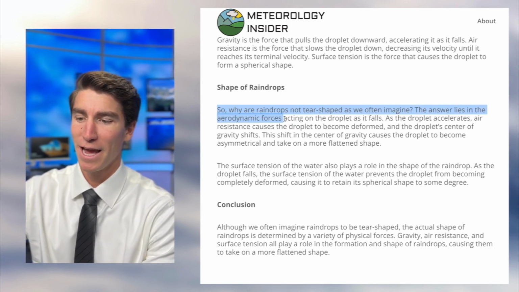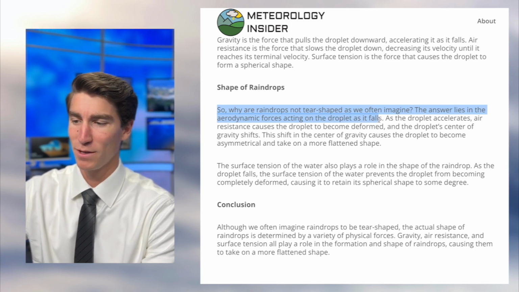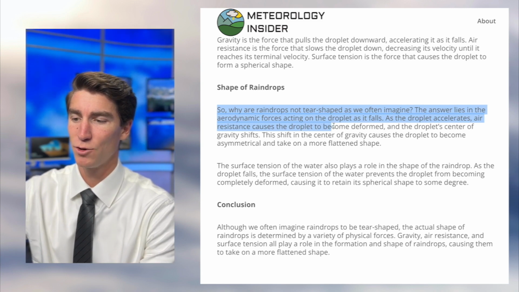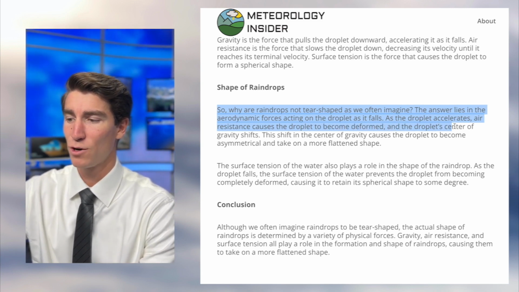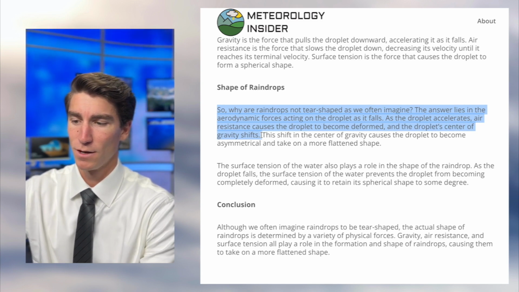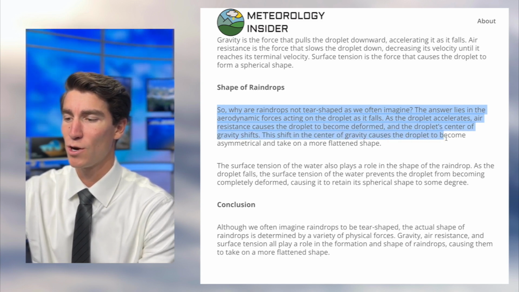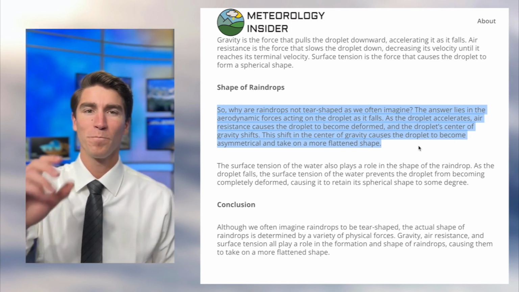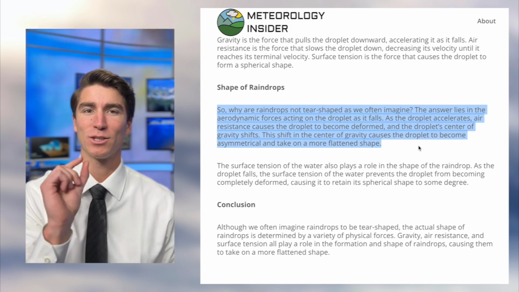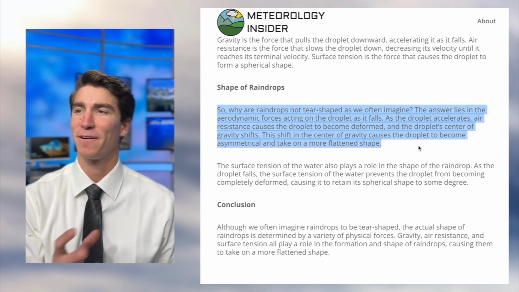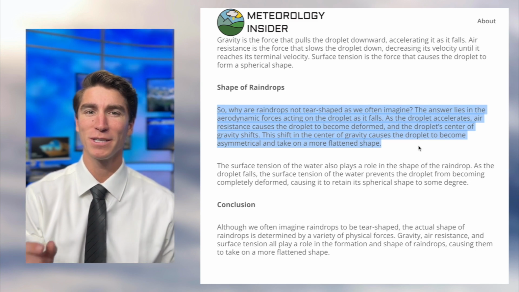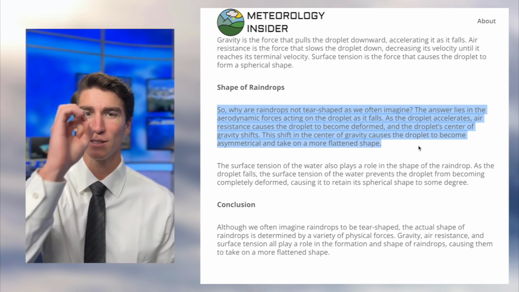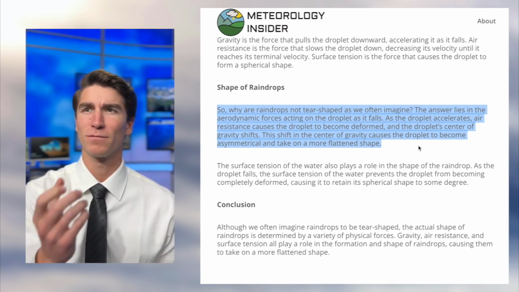The answer lies in the aerodynamic forces acting on the droplet as it falls. As the droplet accelerates, air resistance causes the droplet to become deformed, and the droplet's center of gravity shifts. This shift in the center of gravity causes the droplet to become asymmetrical and take on a more flattened shape. So when you have a very small droplet, like less than, I forget the exact number, I think it might be 2 millimeters, that's when surface tension is greater than any of the other forces, so your droplet's going to be very circular or spherical.